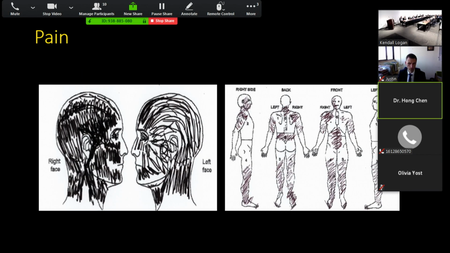When we ask TMD patients, where do you hurt? These are the common images that they draw about their pain. What you can see is that it's not just about oral or facial. It's the whole head, the neck, and the body.